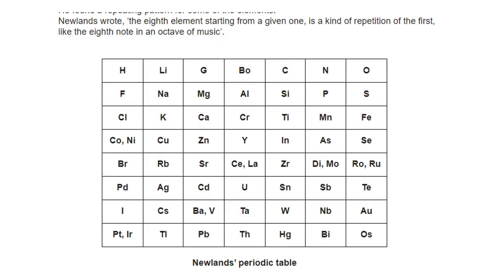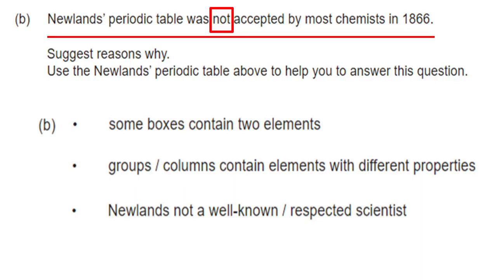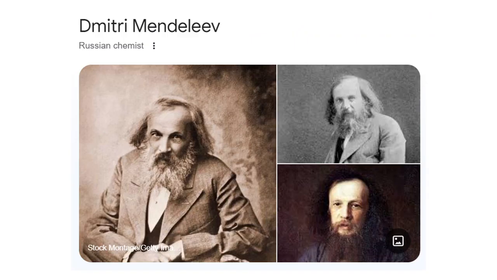Here's a fuller version of his table, and as you can see, he's even put 2 elements in the same box, okay? He was kind of into music, and he thought it would be like an octave of music, completely wrong. So, Newlands' periodic table was not widely accepted. Here's why. Some boxes contain 2 elements, the columns contain different elements with different properties, and he wasn't actually that well known a scientist.